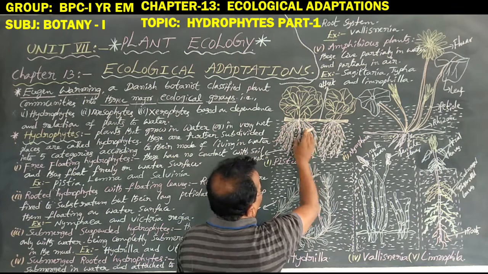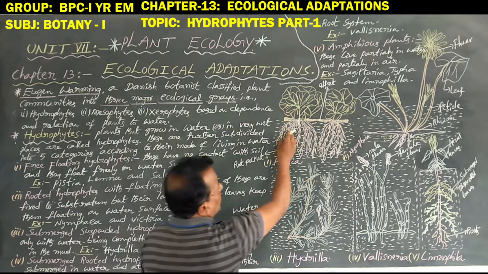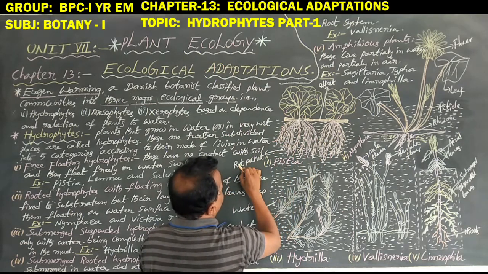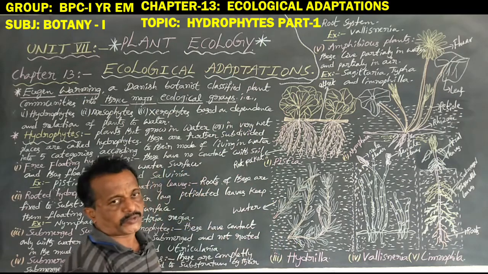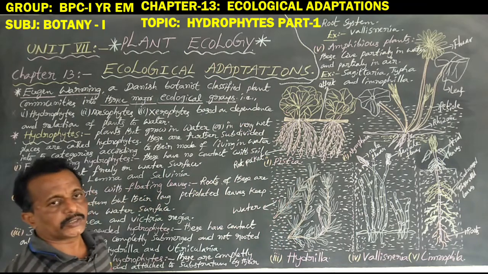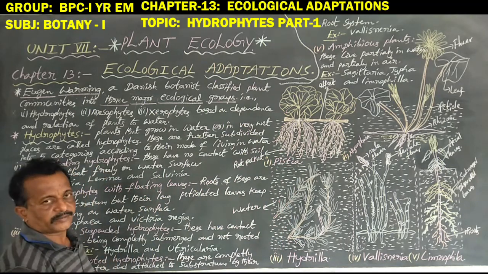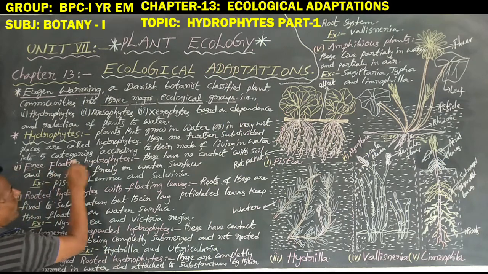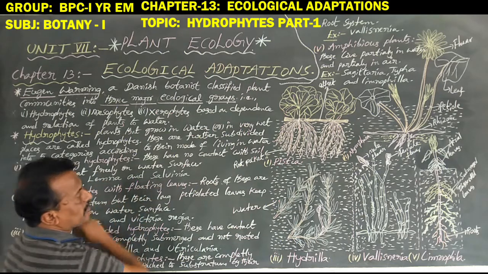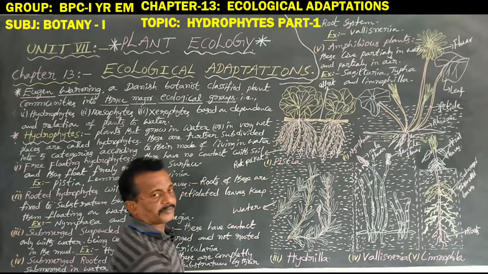So there is no contact with the soil. Roots are present, and at the tip of the root there are root pockets, not root caps. That is the free floating hydrophytes. Examples are Pistia, Lemna and Salvinia, but the best example is Pistia.